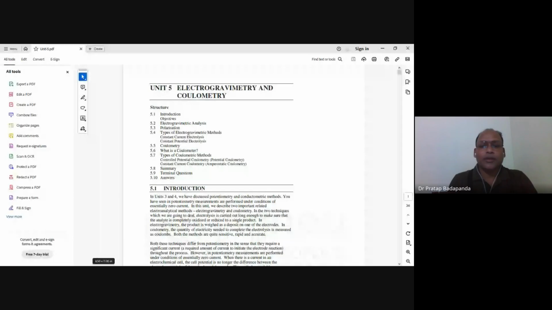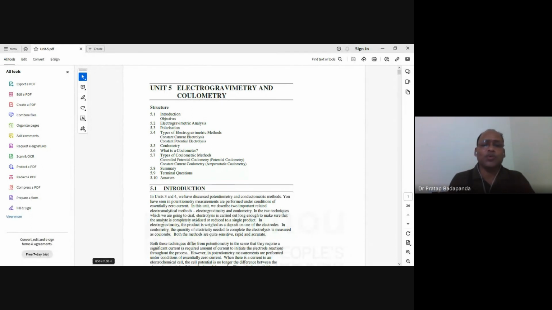Let's go to another part. Just a second. The next unit is unit number 5, that is electrogravimetry and colorimetry. So this is the chapter you are on right now, electrogravimetry and colorimetry.